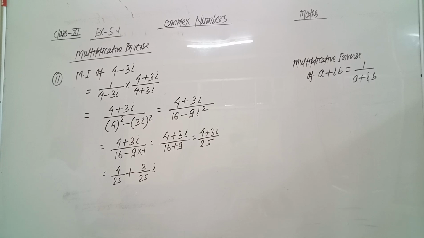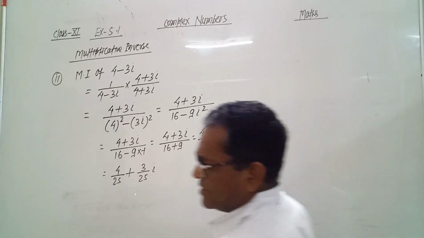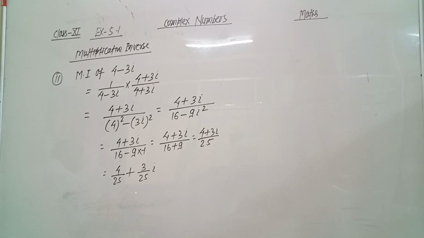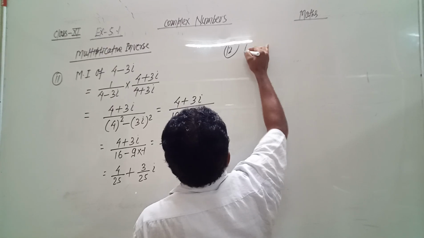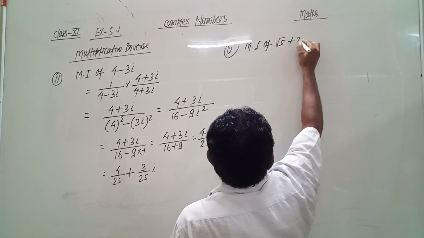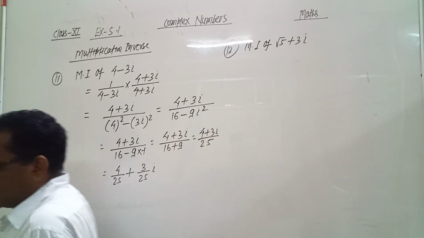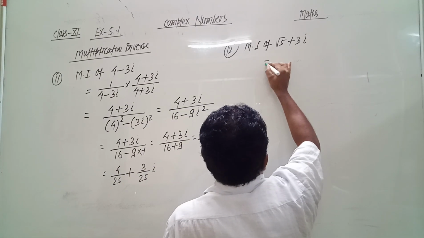For finding the multiplicative inverse, we make the reciprocal of the complex number. The next question is question number 12: the multiplicative inverse of root 5 plus 3 iota. So for finding the multiplicative inverse, simply we have to make it reciprocal.